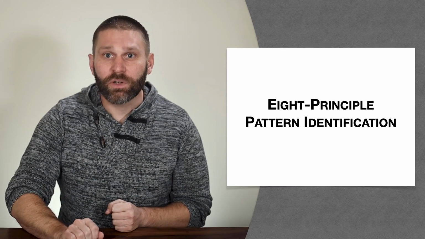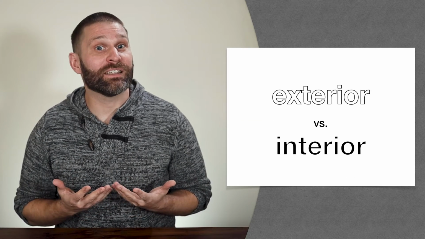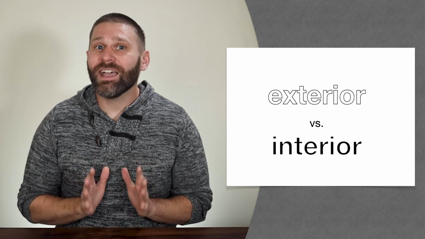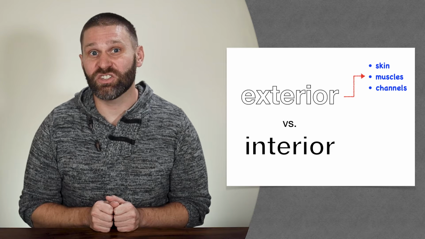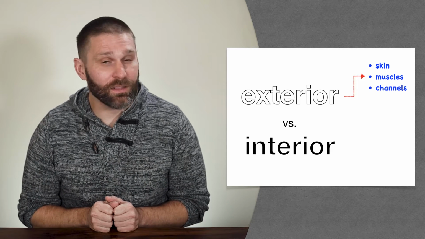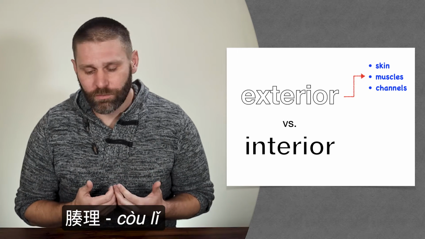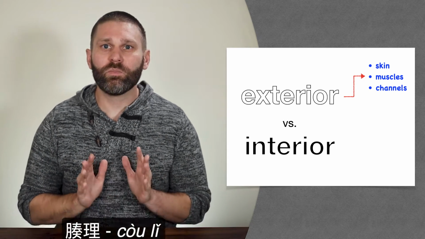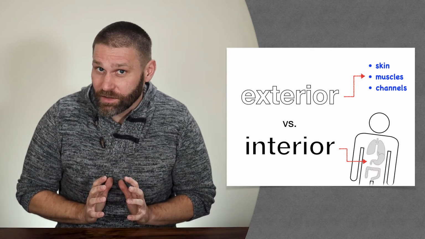So with our 8 principles, the first thing we can ask is it exterior or is it interior? Now, when we say exterior, we're talking about the superficial levels of the body, namely the skin, muscles, and channels. Or we could specifically say the space between the skin and the muscles, what we call the tso-li spaces. Please do not say ku-li. When we say interior, we're talking about the internal organs.